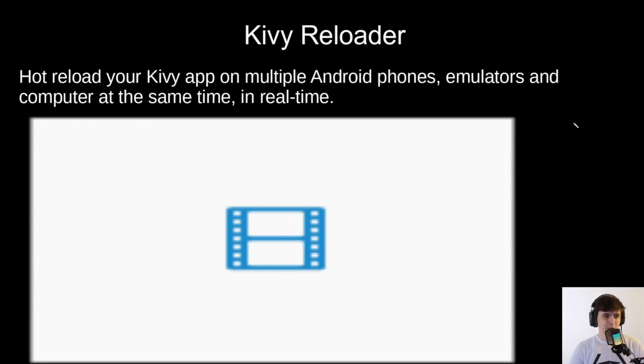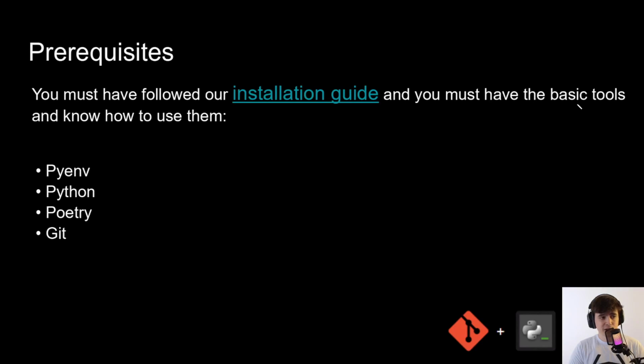So let's go. What you need to do here, you must have followed our installation guide on Kiwi School, and we assume you already have the basic tools and you know how to use them. So you have Python on your system, you have Git, you have Poetry, PyEnv. These are prerequisites. So let's go.